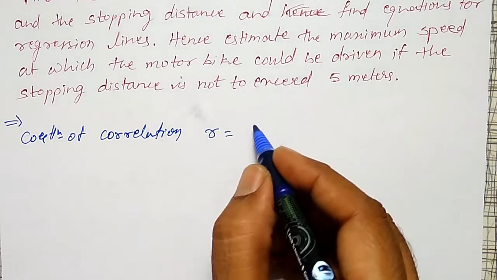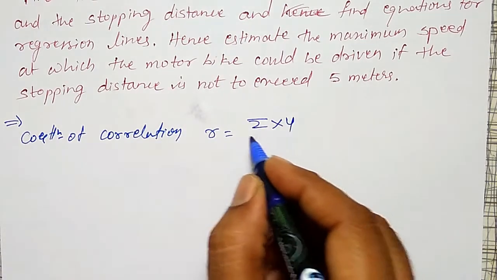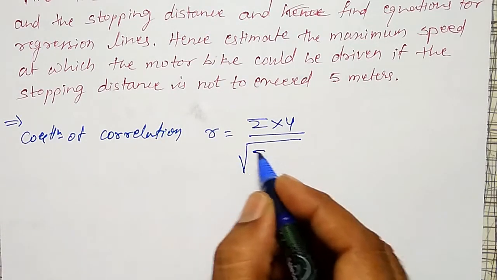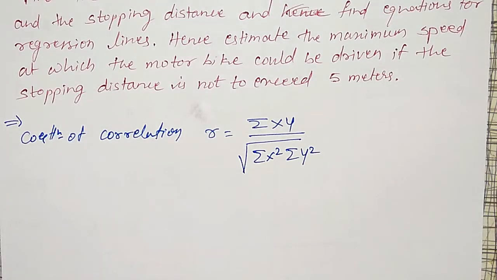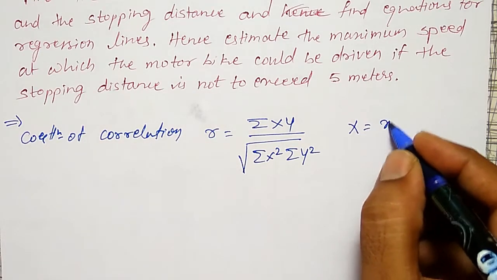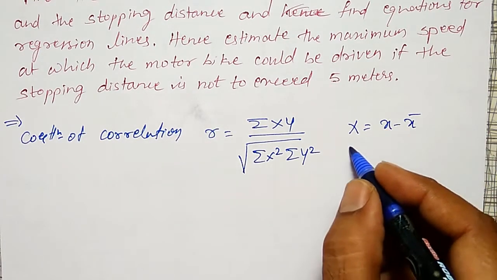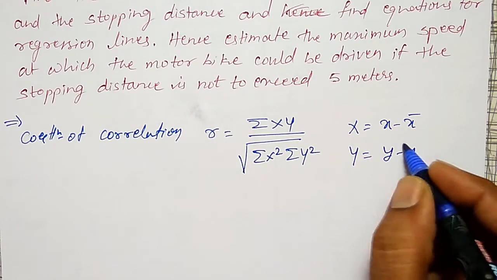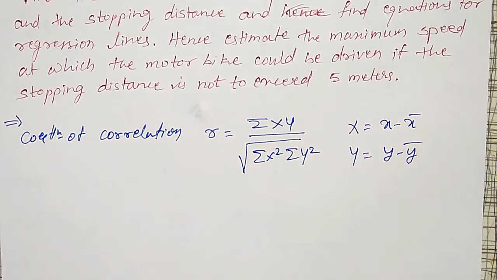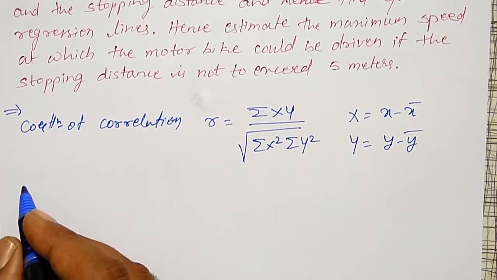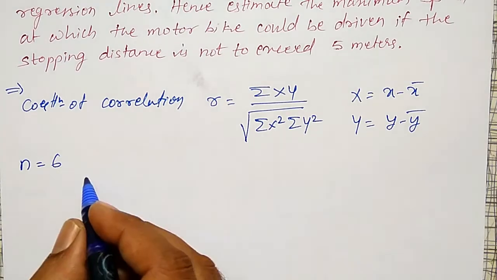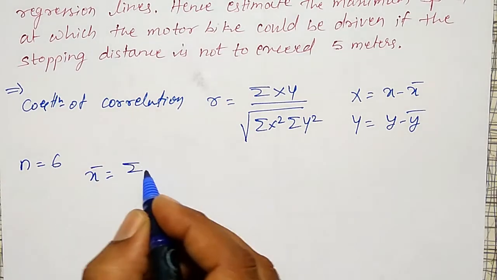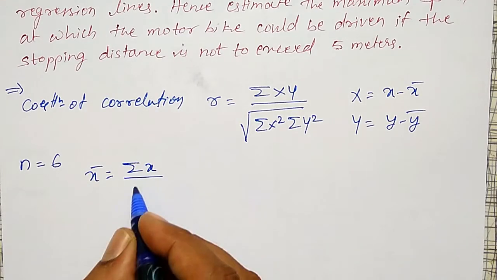R is equal to summation XY divided by square root of summation X square into summation Y square, where capital X is equal to x minus x bar and capital Y is equal to y minus y bar. Therefore, I have to calculate x bar and y bar. First, n is equal to 6 as given, and x bar is equal to summation of all x values divided by n.